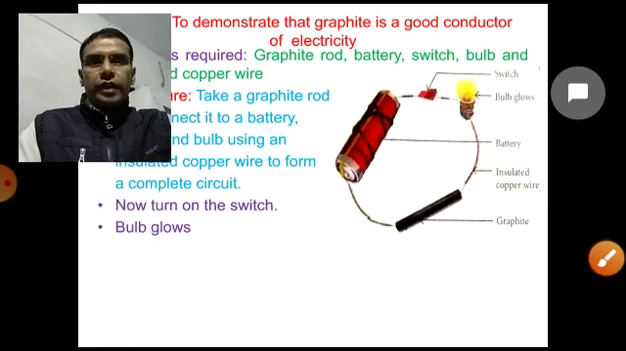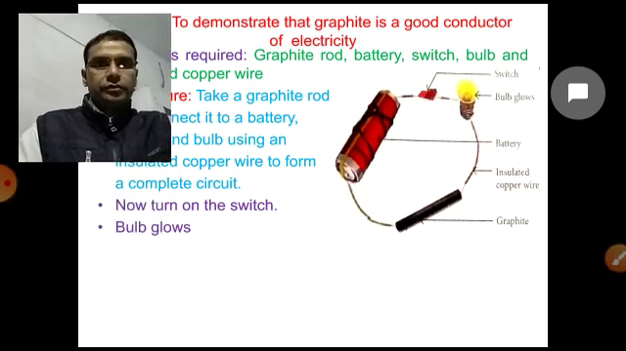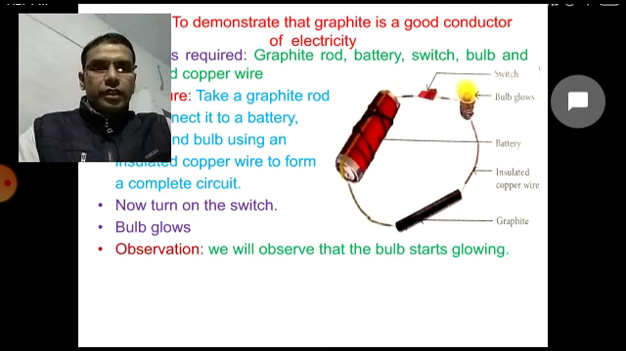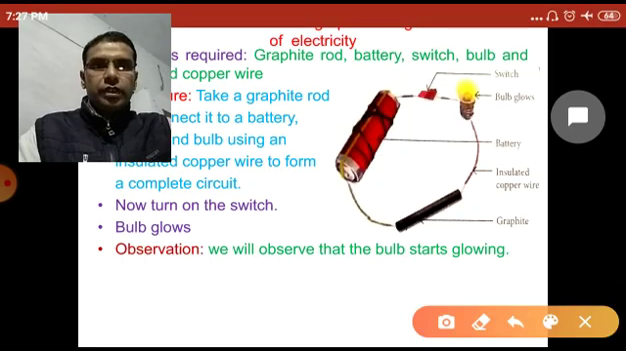Now, whenever you turn on the switch, then the bulb will glow. Then we observe that the bulb glows. Whenever we turn on the switch, the bulb glows.